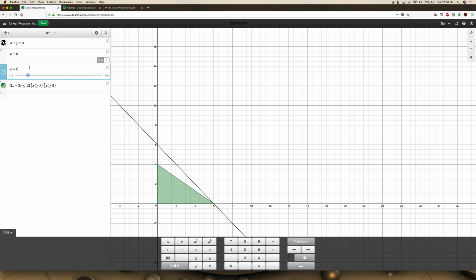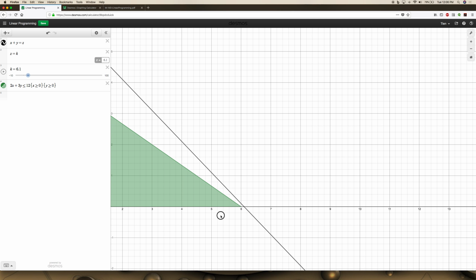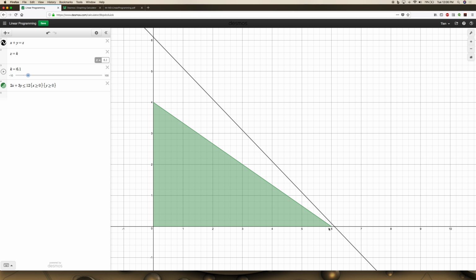If I try to make this even bigger at all, let's say 6.01, or that's hard to see, let's say 6.1, and zoom in a bit here, we now note that I've moved off the region. I've moved out of it, and so now that can't be a possible solution. There are no points in my green triangle that will make x plus y 6.1.